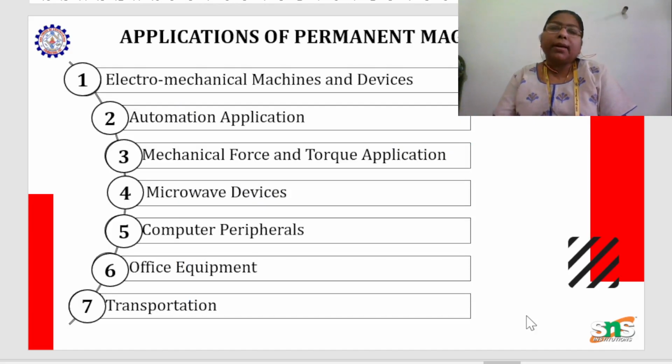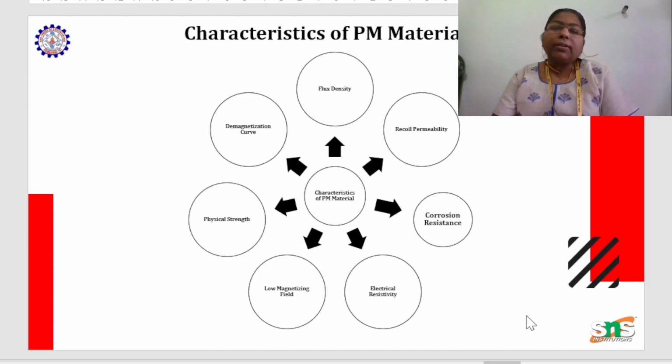These permanent magnets play a very important role in MEMS, in automation applications, in high torque applications, microwave applications, computer peripherals, office equipment, and in transportation. In all these areas, permanent magnets play a very vital role.